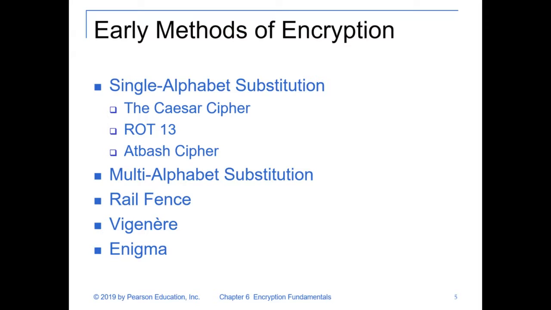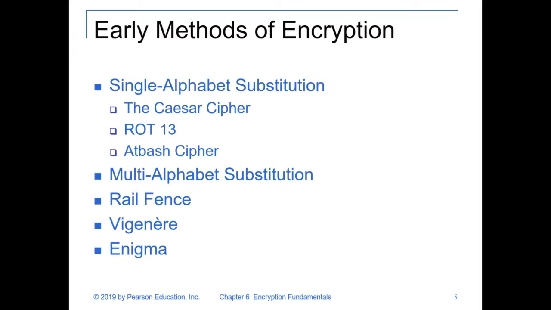Some early methods of encryption include a single alphabet substitution, such as the Caesar cipher. In this, you choose some number by which you want to shift the letters of text. So, for example, if the letter is A and you have the number set at 2, then that letter will be C. ROT13 is when the characters are rotated 13 characters through the alphabet. The Atbash cipher simply reverses the alphabet. So in this case, A becomes Z, B becomes Y, C becomes X, and so forth.